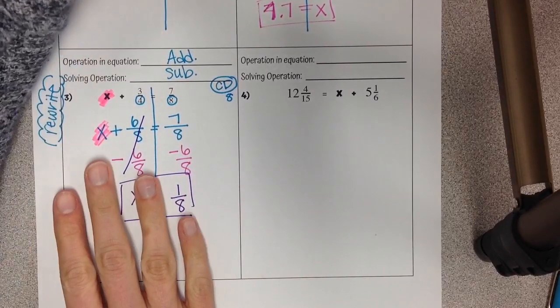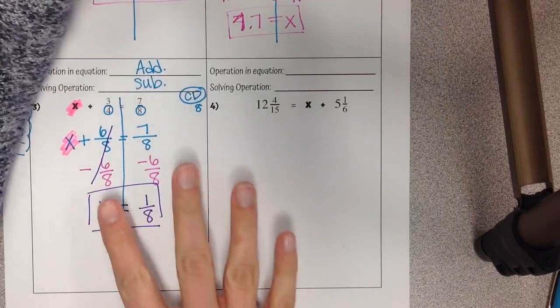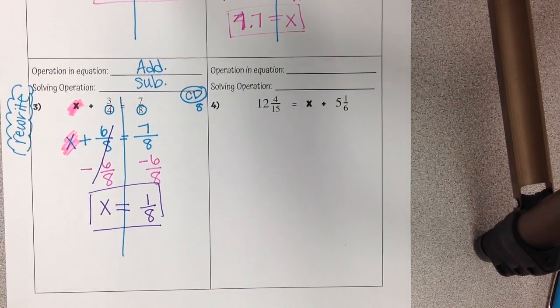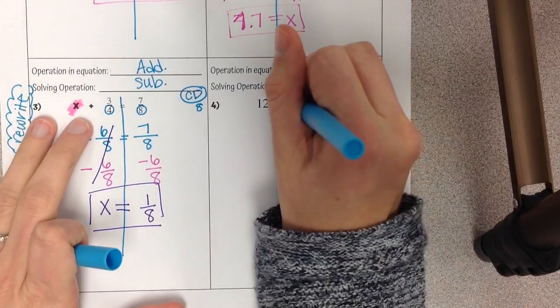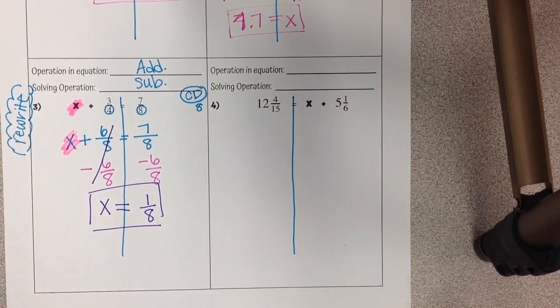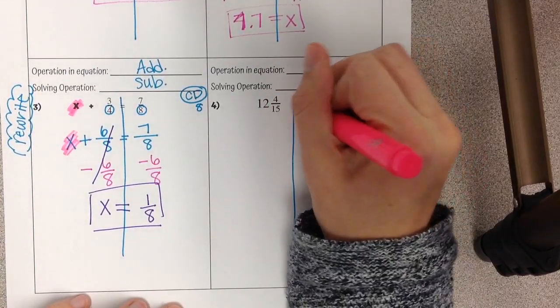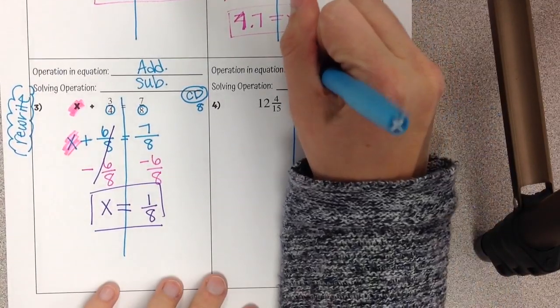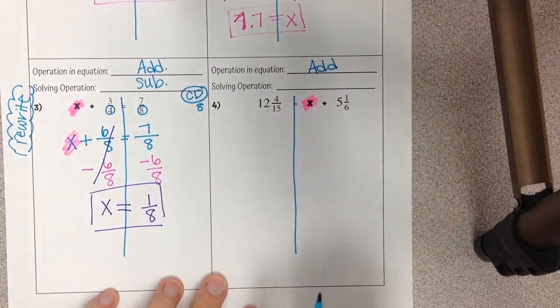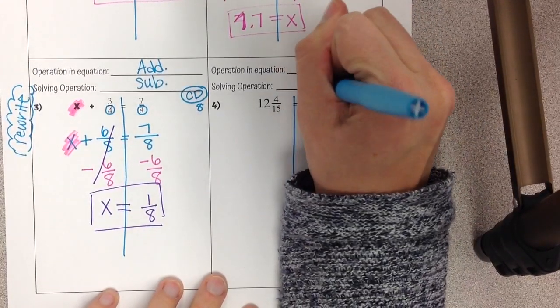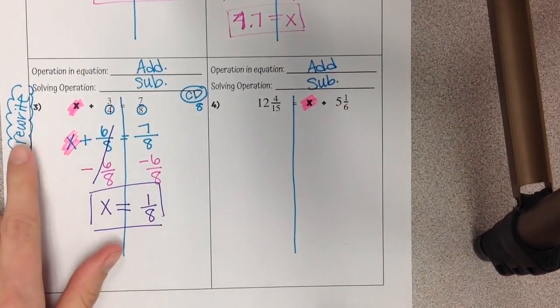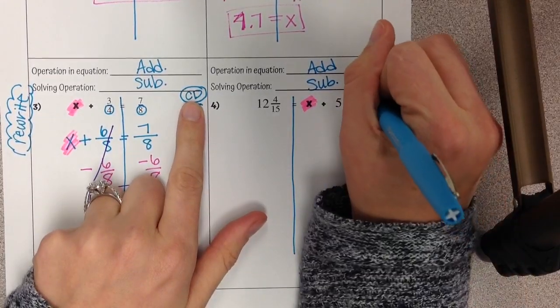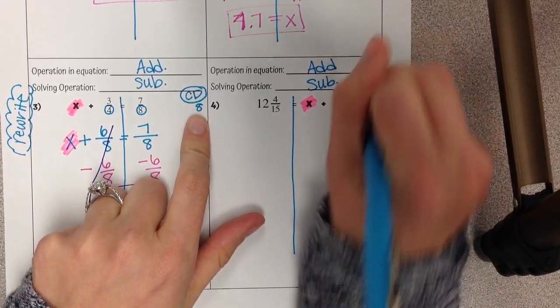Let's try that again. Those fractions can be tricky. Let's try it again for number 4 here. So first step, draw that line down our equal sign. Highlight the side that has the variable on it. Let's look at the operations that we have. We have addition in the problem, which means our solving operation is subtraction. Same thing, we're going to rewrite it, finding that common denominator.